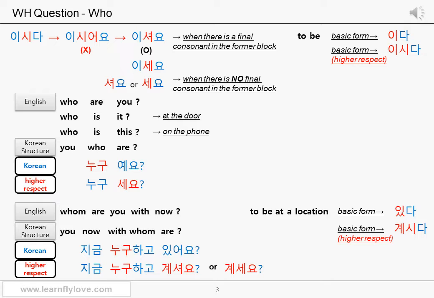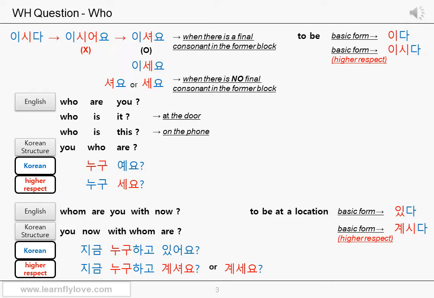But when you ask someone this question, who are you? The listener must be a total stranger to you. Therefore, you better be more polite. No harm to be polite even to a total stranger in Korea, except a thief you confront in your room or an armed robber in the street, which is almost none. So let's use the higher respect form of the predicate 예요.